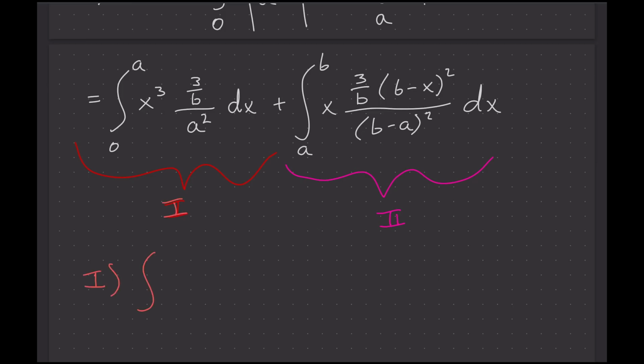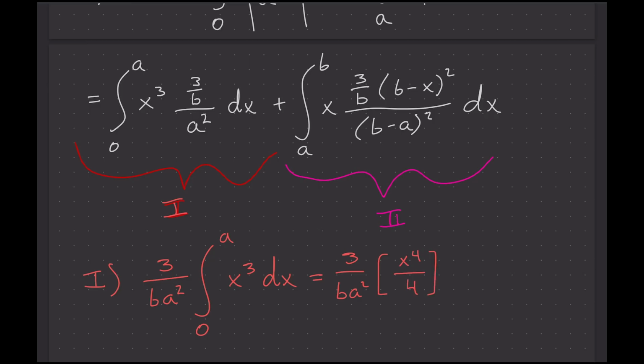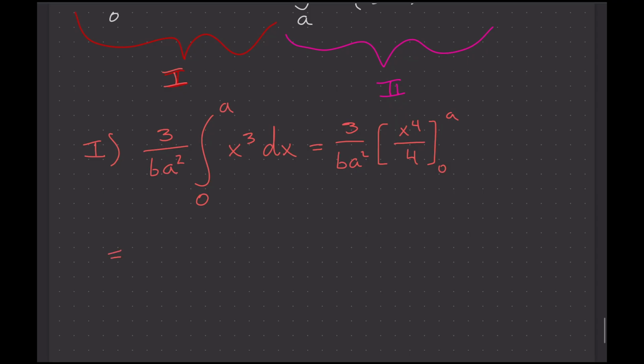Okay, what is this integral? We can pull some constants out. We can actually pull most things out. Here we have a 3. In the denominator, we have the b a squared. Nice. Then here we have the integral from 0 to a. This is x cubed. This looks like a simple integral. We have 3 over b a squared. The integral here is x to the 4th power over 4. Then here we have the values. Boom.